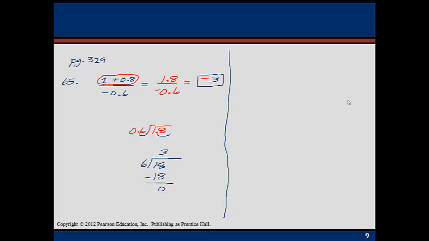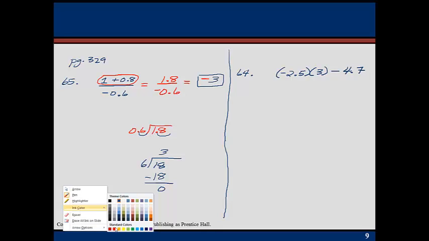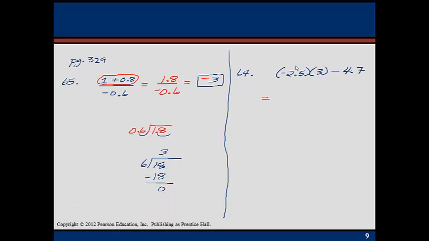Okay, let's look at number 64. And it says negative 2.5 times 3 minus 4.7. So again, the first thing we're going to do is multiplication. Multiplication comes before subtraction. So we have negative 2.5 times 3. Negative times a positive is going to be negative, so I know there's going to be a negative in my answer. And then we're going to do 2.5 times 3.